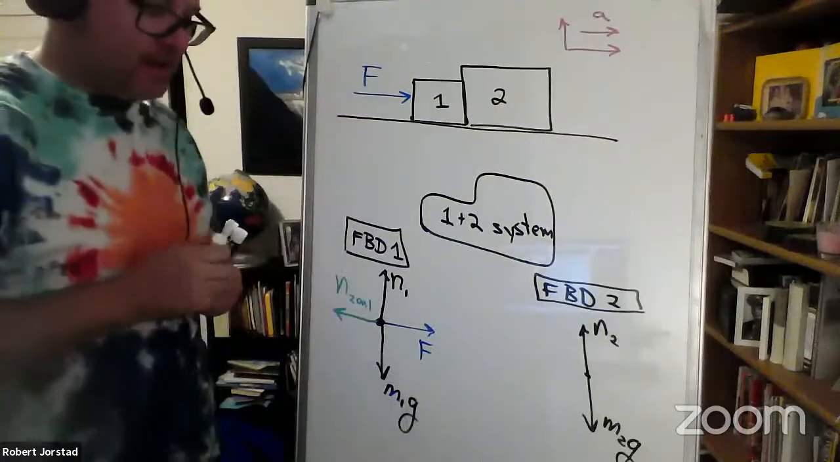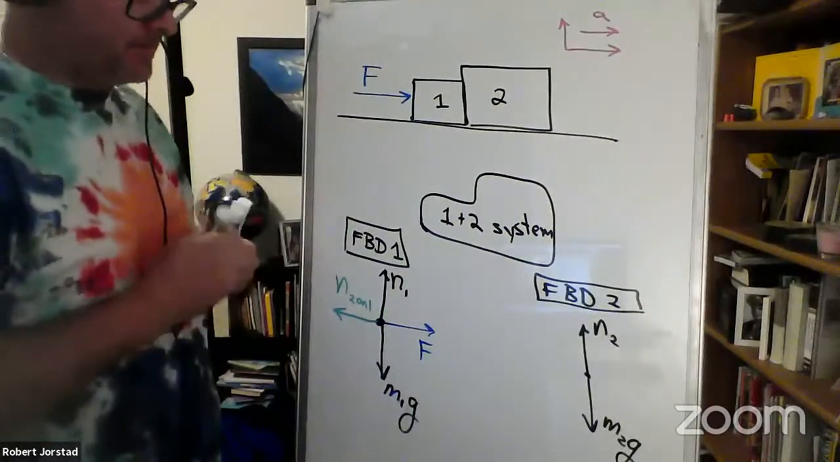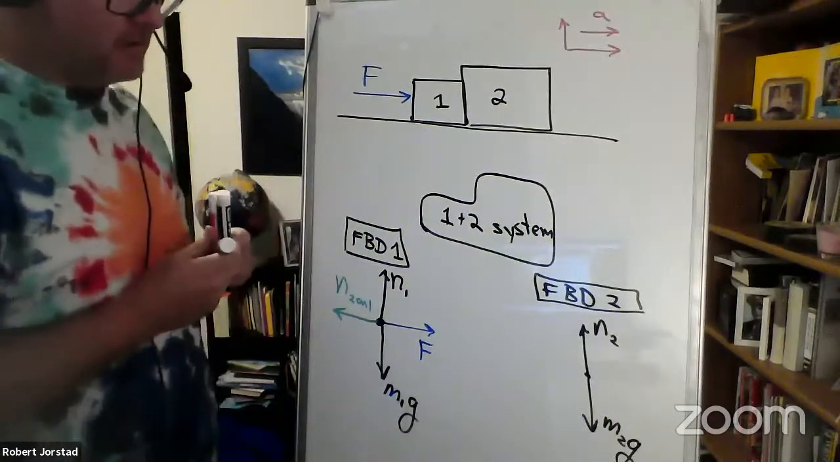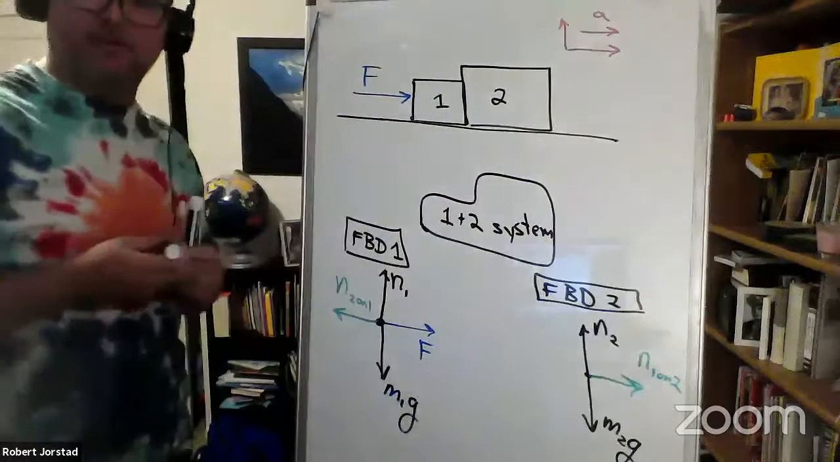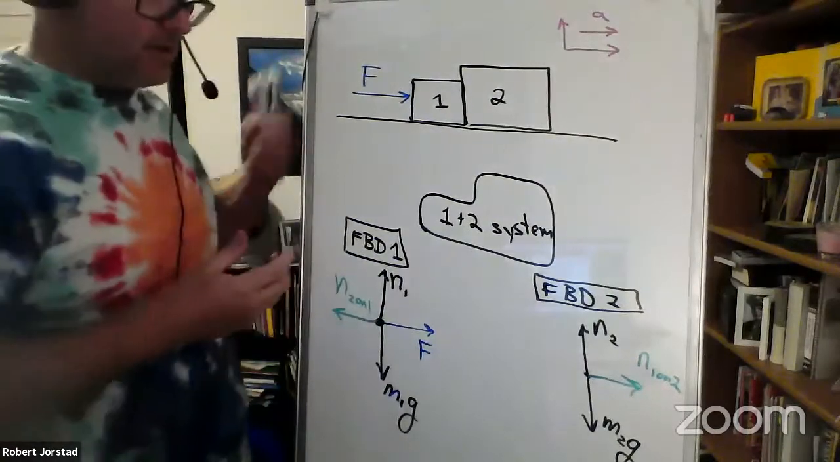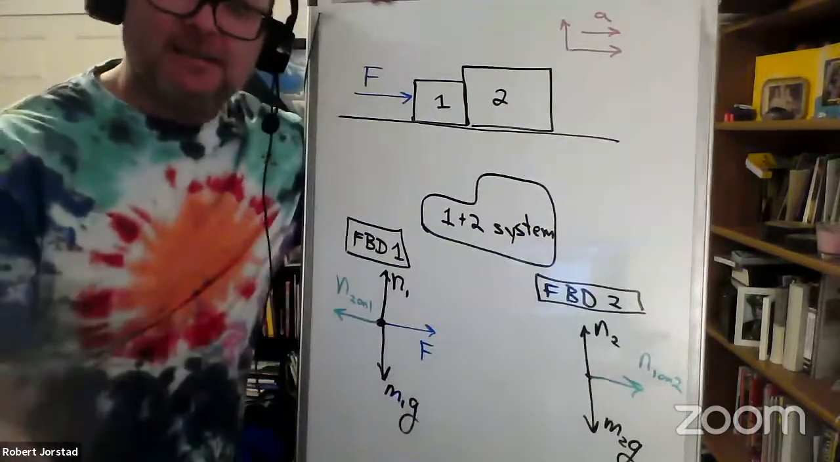Which way? To the right. Okay, and what's causing that normal force? 1 on 2. Or the box, the first box on the... You got it. I know what you meant. Yep. And so here's the idea.